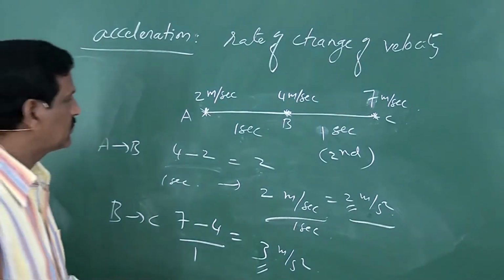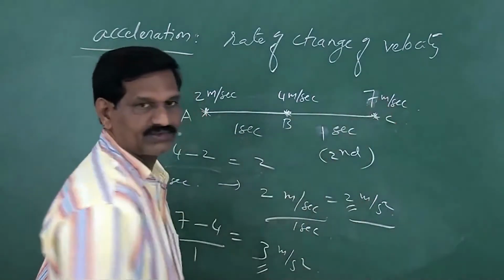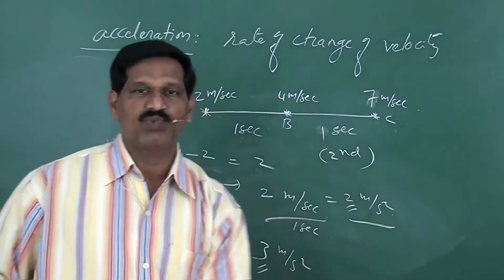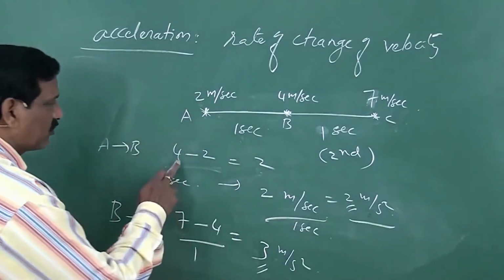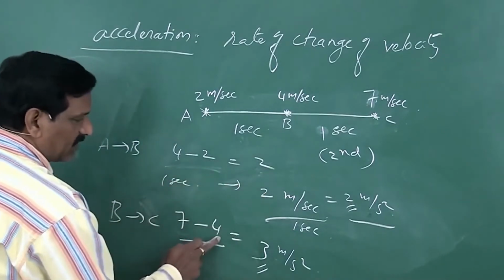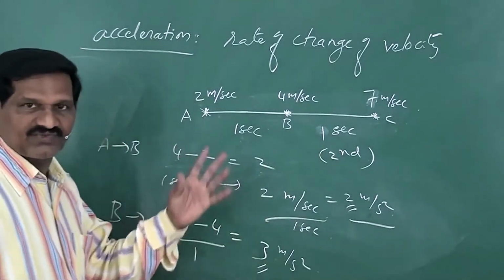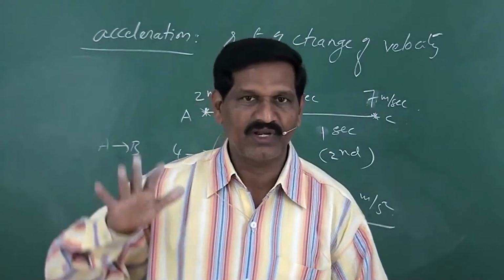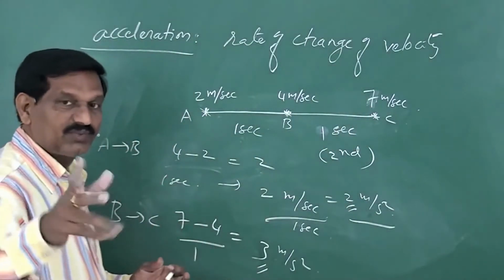Now here in this example, as the time proceeds, velocity increases. Velocity increases means acceleration is positive, because acceleration means final velocity minus initial velocity. 4 minus 2, 2, 7 minus 4, 3, like this. So here this is positive. Instead of this, for example, if the brakes are applied, what happens? Velocity decreases. In that case, acceleration becomes negative.